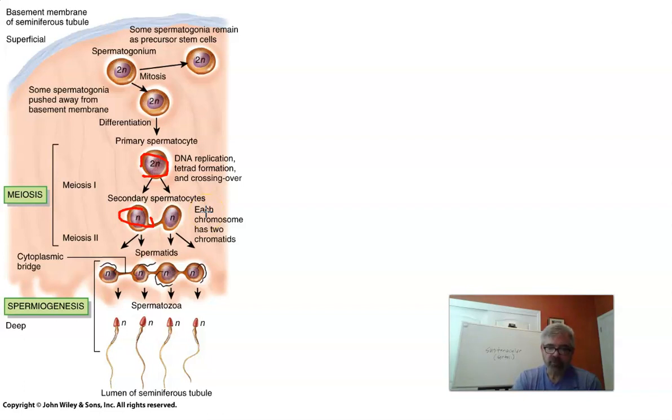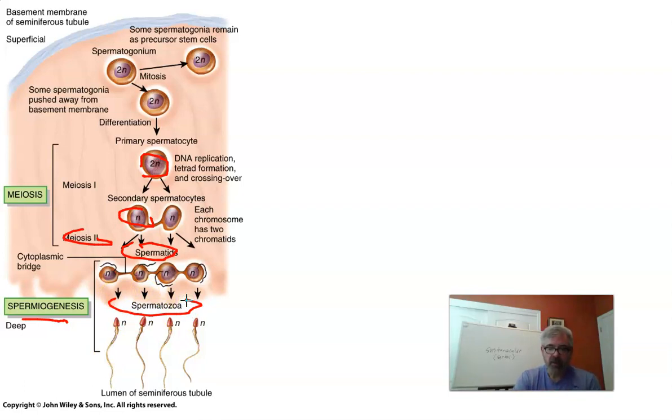Now, when we go to number four, it says the secondary spermatocytes are going to undergo meiosis two, and they're going to produce haploid spermatids, still in the 1N state. And those lie close to the lumen. They're going to mature, which we refer to as spermiogenesis, and they're going to form spermatozoa, which are mature sperm cells.